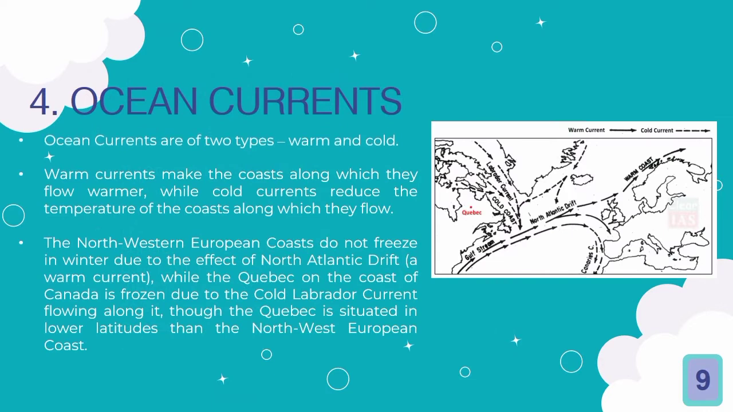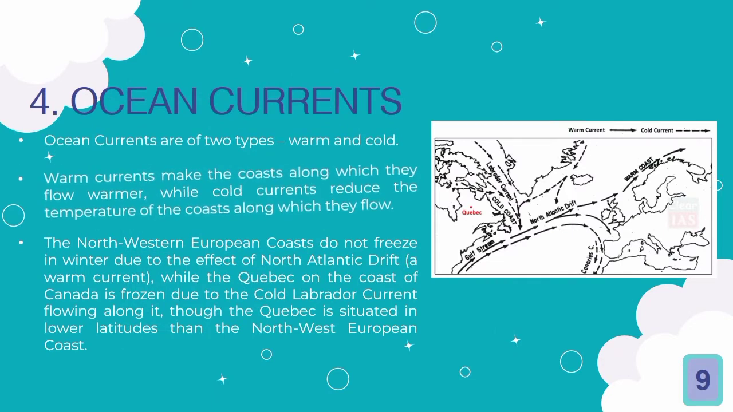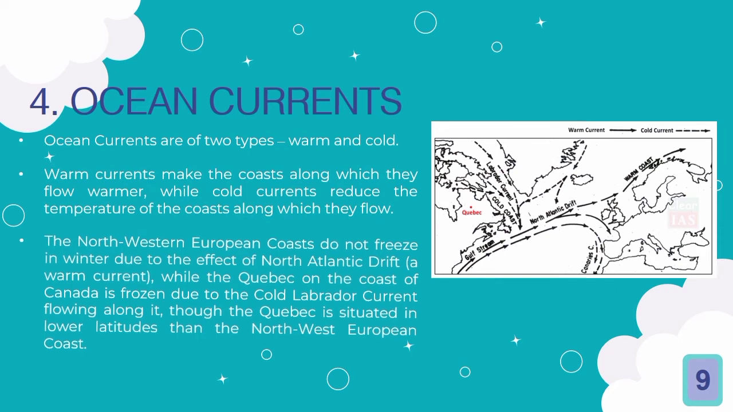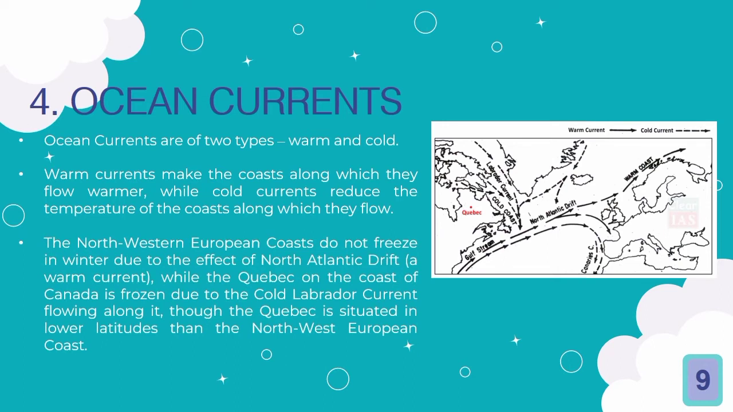Ocean currents are of two types, warm and cold. Warm currents make the coast along which they flow warmer, while cold currents reduce the temperature of the coast along which they flow. The northwestern European coast does not freeze in winter due to the effect of the North Atlantic drift, a warm current, while Quebec on the coast of Canada is frozen due to the cold Labrador current flowing along it, though Quebec is situated in lower latitudes than the northwest European coast. So, it is understandable that ocean currents are of two types, warm and cold.